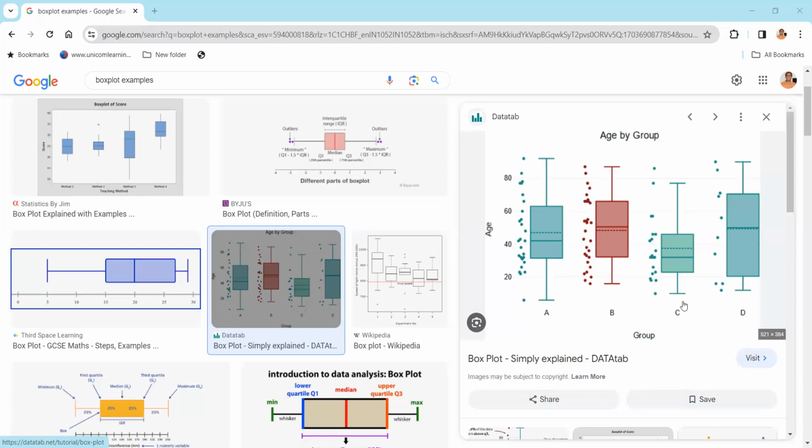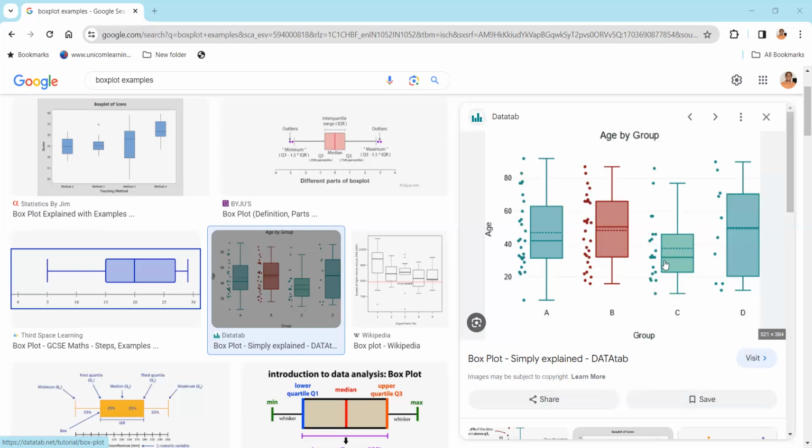If you look at C, C has mostly the younger lot. Now, if you look at the minimum age, which group has the minimum age? A, where you have the lowest handle. Probably after that comes C, right? But if you look at the size of this handle, a shorter handle means more values are within that range, right? So even though A has the youngest member, definitely C has most of the young members.